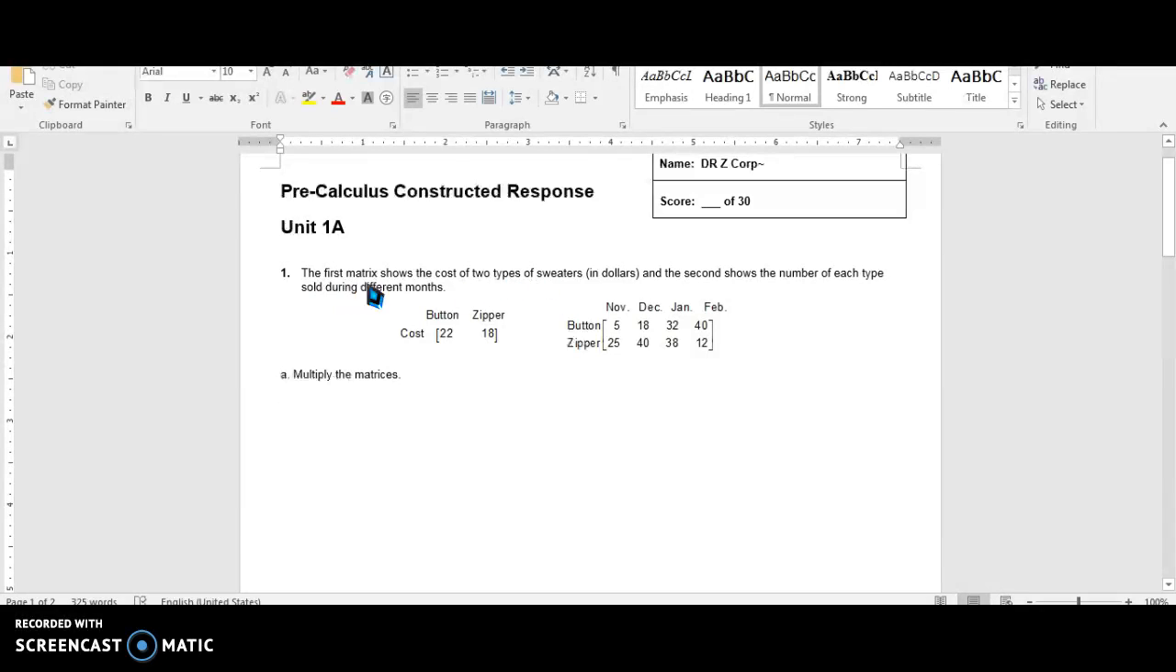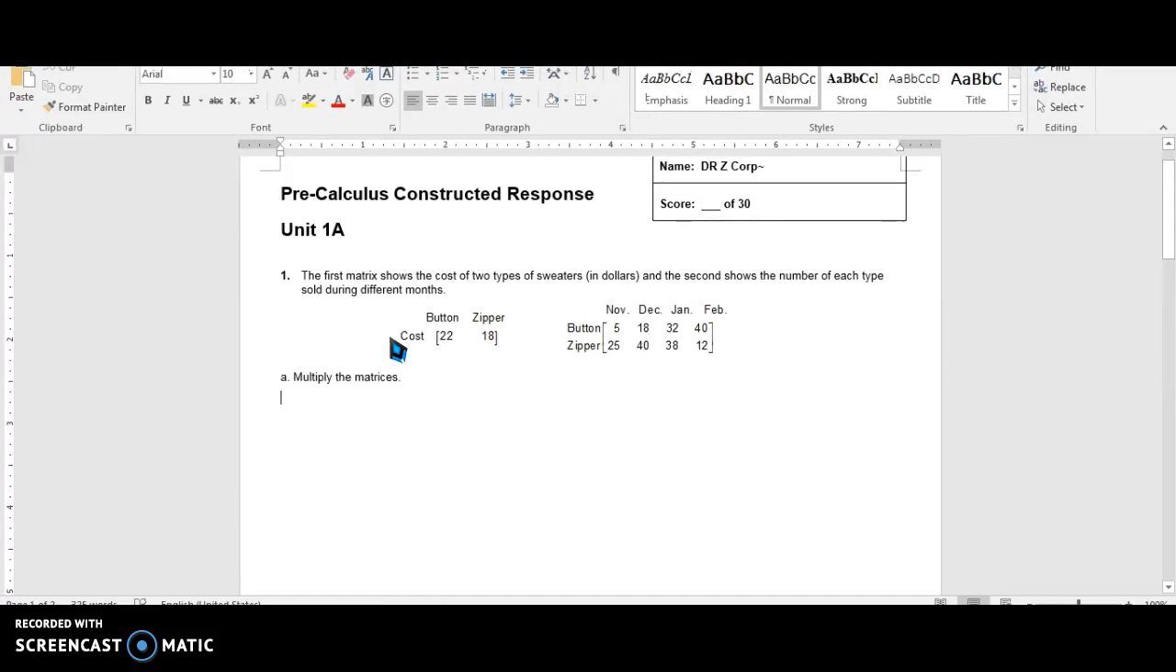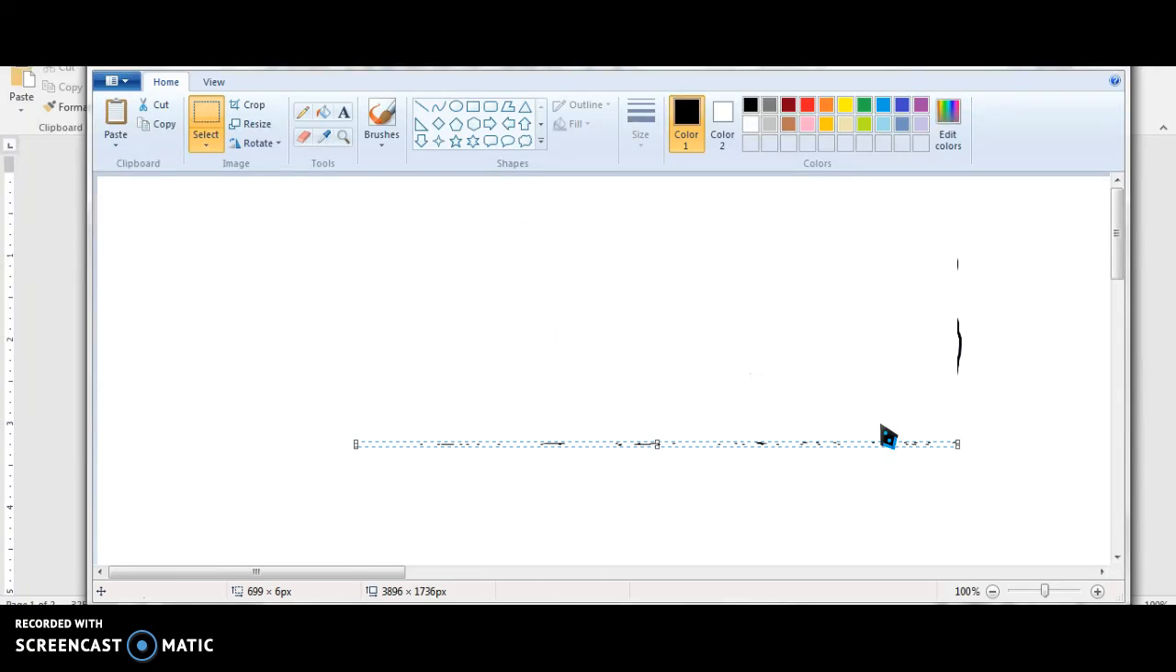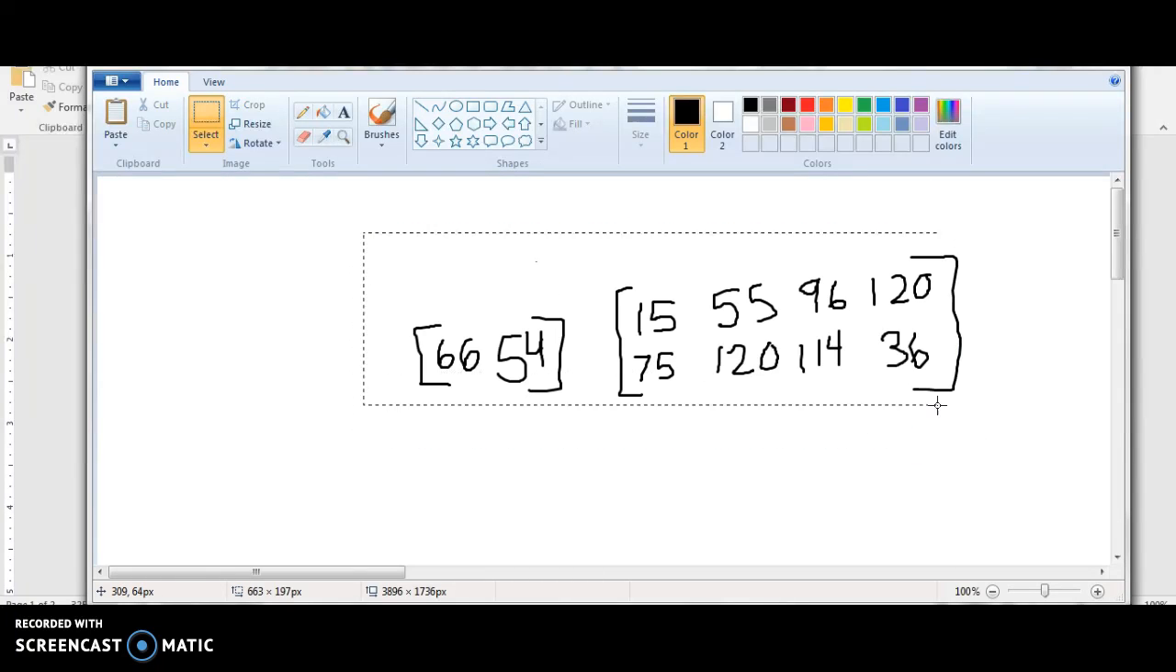Okay. The first matrix shows the cost of two types of sweaters in dollars, and the second shows the number of each type sold during different months. So you see the matrices here. I'm going to change a few of these numbers real quick, and then I'm going to set up the problem, and we'll explain everything else once that's all settled. These are the originals, and this is what we're going to be using. I'm going to just remove this right quick. This is what we're going to use for our problem.